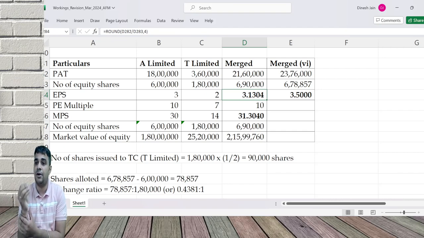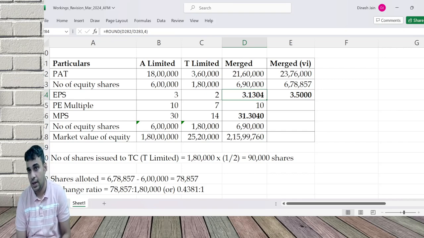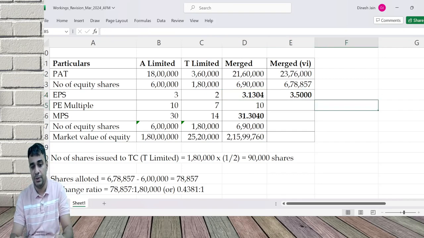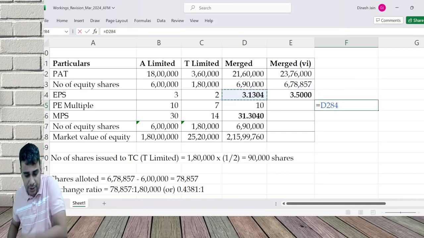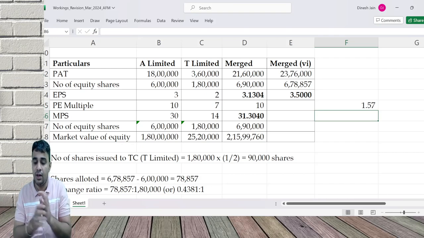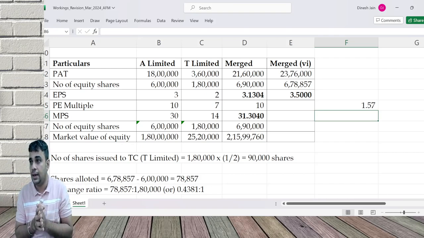If I am the shareholder of A Limited, I'll say my 3 rupee EPS is becoming 3.13. You cannot say 2 rupee EPS is becoming 3.13 because you did not get one share. So equivalent EPS is post merger EPS into the exchange ratio. Equivalent EPS is this into 1 by 2. You can do equivalent MPS also.